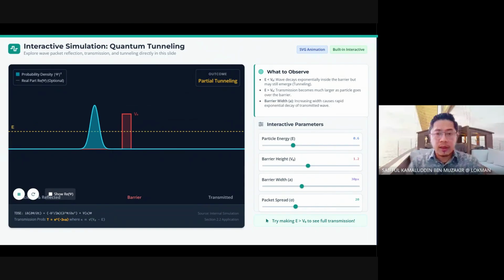Now, this is an interactive simulation of quantum tunneling, the one from your left-hand side. For example, the left-hand side.